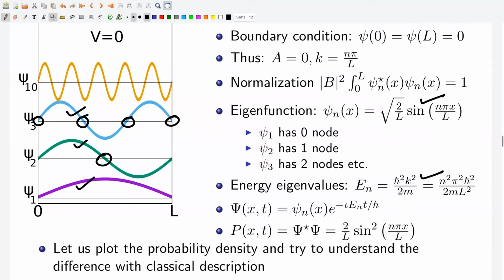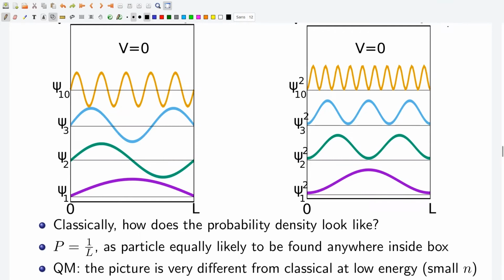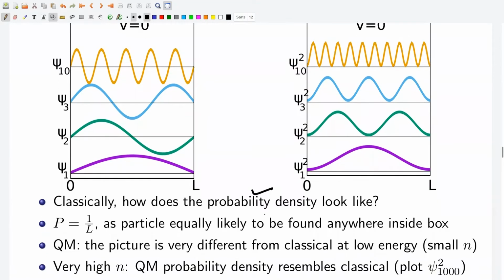Now, once we have solved for the eigenvalues and eigenfunctions, we can write the time-dependent wave function in terms of the eigenfunctions and the eigenvalues. Let us try to plot the probability density and understand the difference with the classical description. Classically, what does the probability density look like? Classically, the particle is equally likely to be found anywhere inside the box. Thus, the probability density is given by 1 over L.